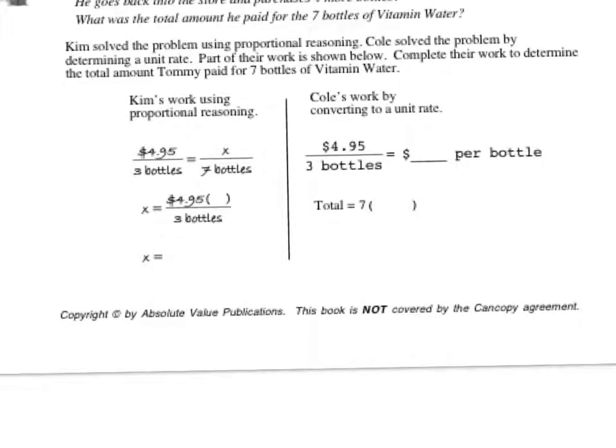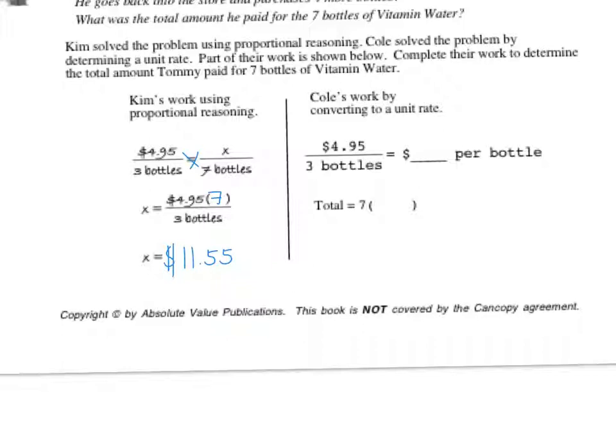So Kim says, I know that $4.95 for 3 bottles would be the same as X number of dollars for 7 bottles. So she cross-multiplied, and she got $4.95 times 7 over 3 bottles. So this actually works. If you multiply 4.95 by 7 and divide it by 3, you get $11.55 for the 7 bottles.